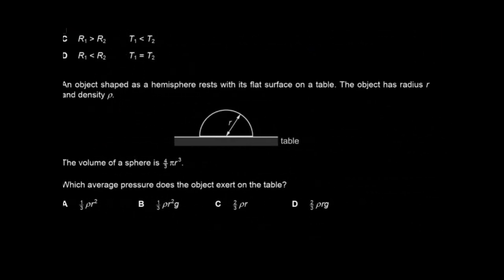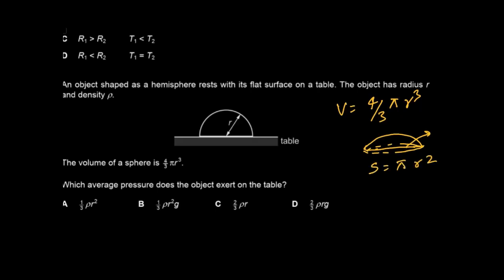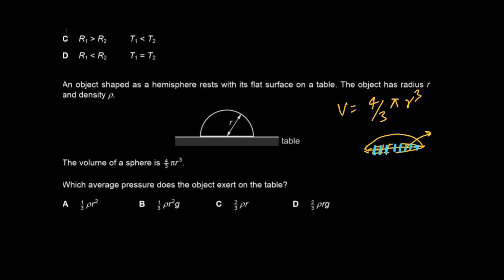An object shaped as a homogeneous hemisphere rests with its flat surface on the table. The object has a radius r and its density is rho. The volume of a sphere is 4 by 3 pi r cube. What average pressure does the object exert on the table? So this is a hemisphere. So the contact surface area is pi r square, so the contact surface area A can be written as pi r square.